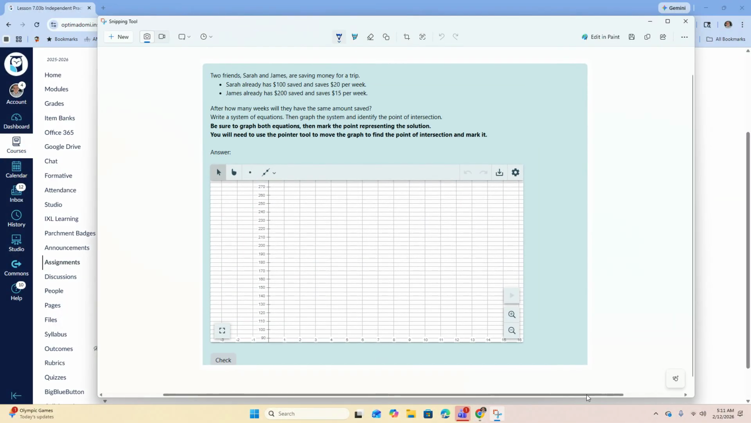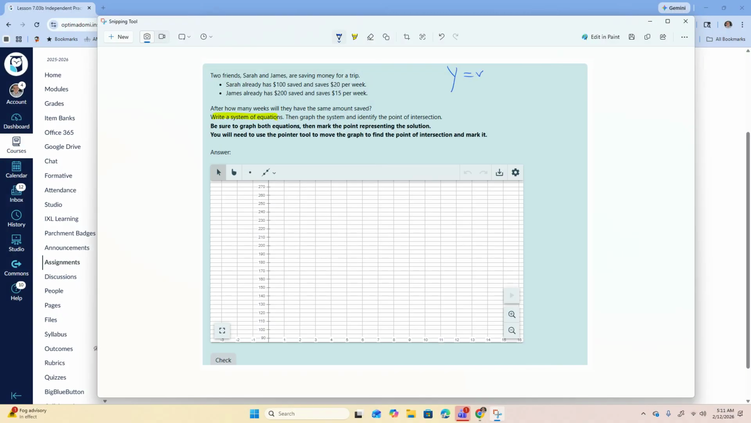The first thing we need to do is when you're reading these word problems, you want to make the word problem into a system of equations. You want to write the equation, like it is right here. Write the system of equations. And basically what you're looking for is you want to write the equations like y equals mx plus b. That's basically what you want to do.